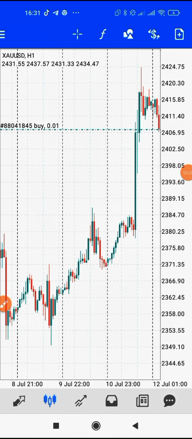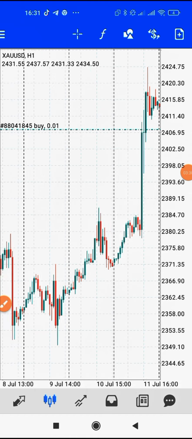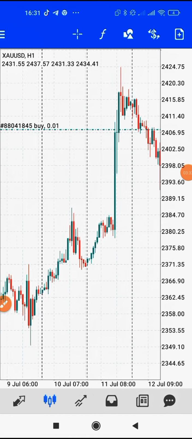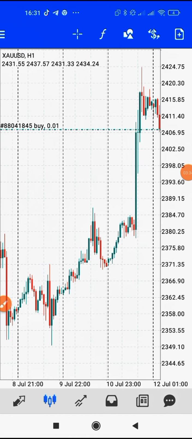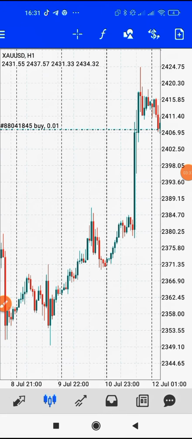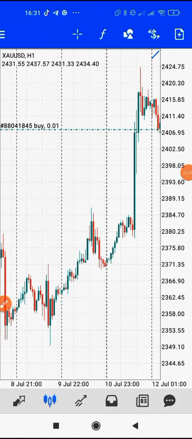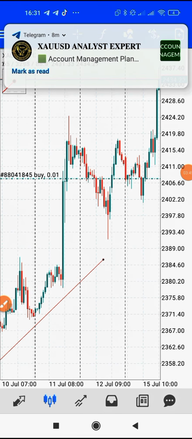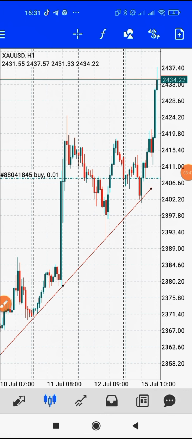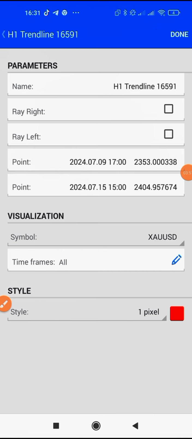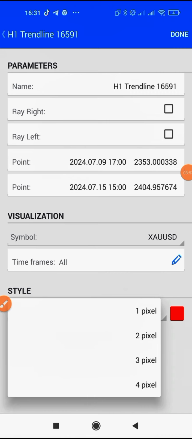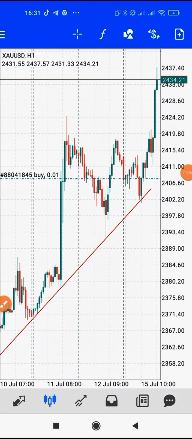With this in mind, I decided to draw a trend line. Let's have it here. So let's have my trend line. It's a bullish trend, so let's draw a trend line. I'm going to keep drawing, and then yeah, that's how it is. Let me increase the pixel so we can see it properly. I believe it's thicker now.